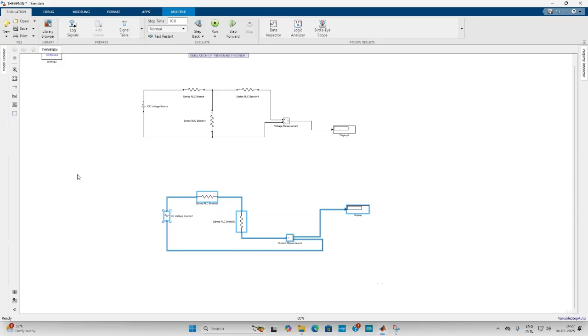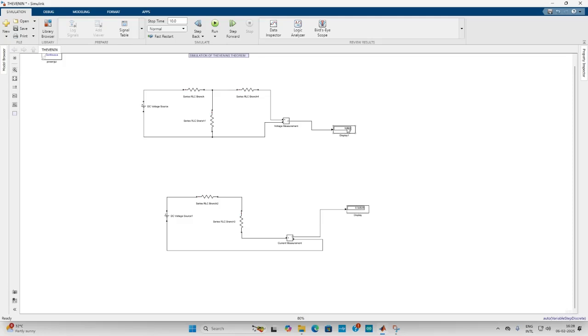So after completing both circuits, we will go for Power GUI in the library browser. Then after completion of all the process, you can save the file in a specific folder. Then you can go for the run button. We'll get the value of VTH as well as IL.